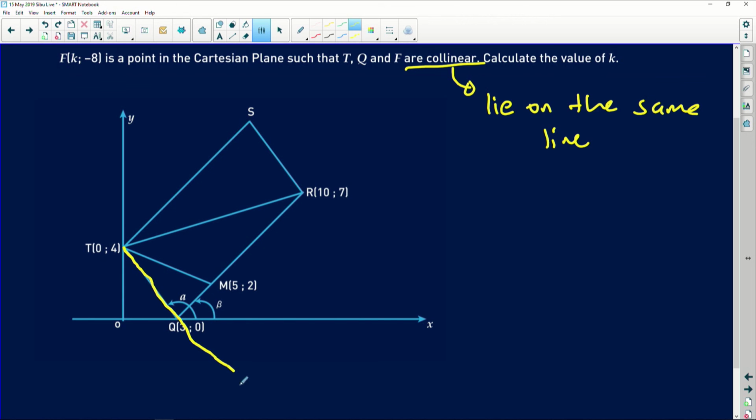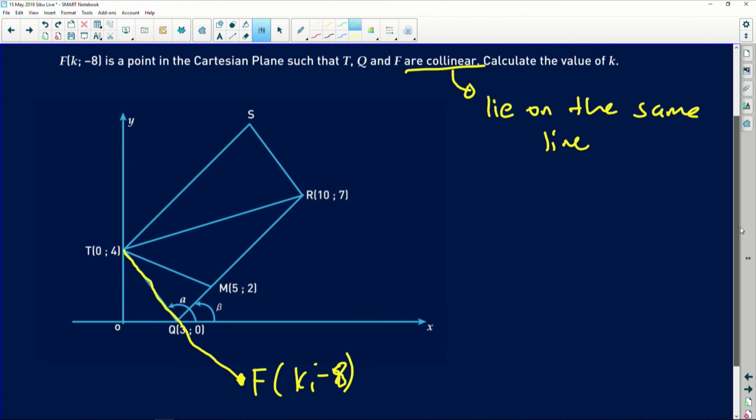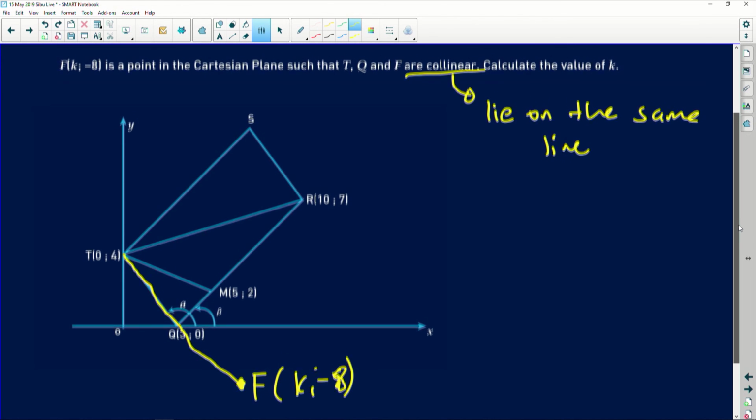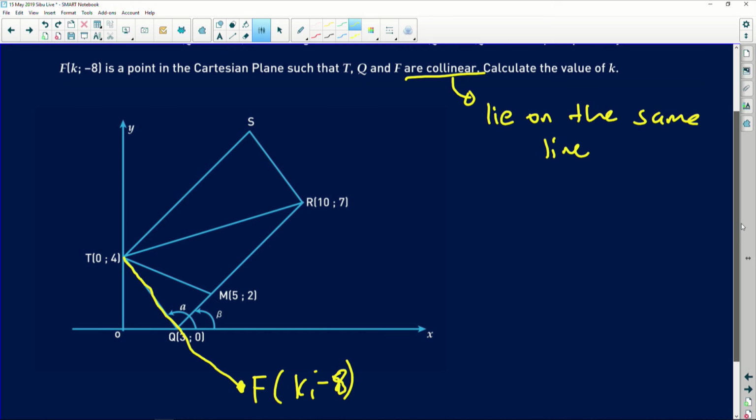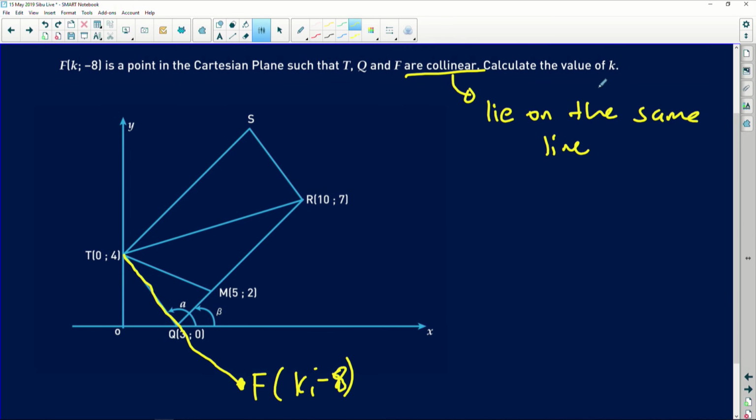If you extend it further there, you will notice that there will be another random point there, which is point F, given by the coordinates (k, -8). Not complicated at all. Very simple stuff that is currently happening here. So we remember that Q is (3, 0), F is (k, -8), T is (0, 4). Now we are required to calculate the value of k.